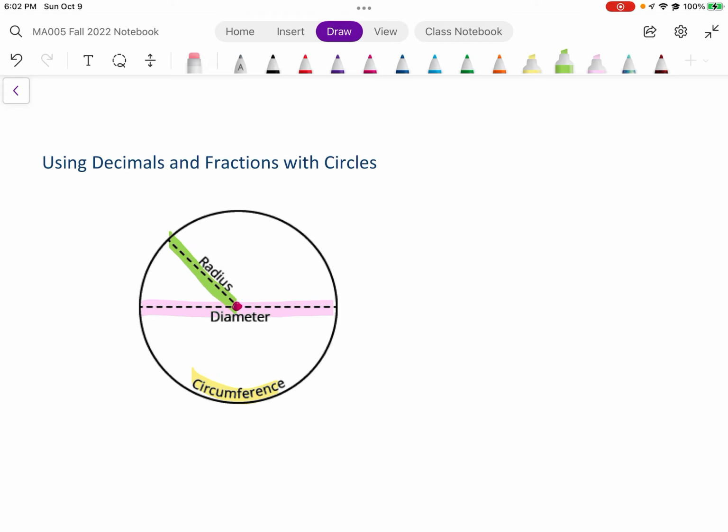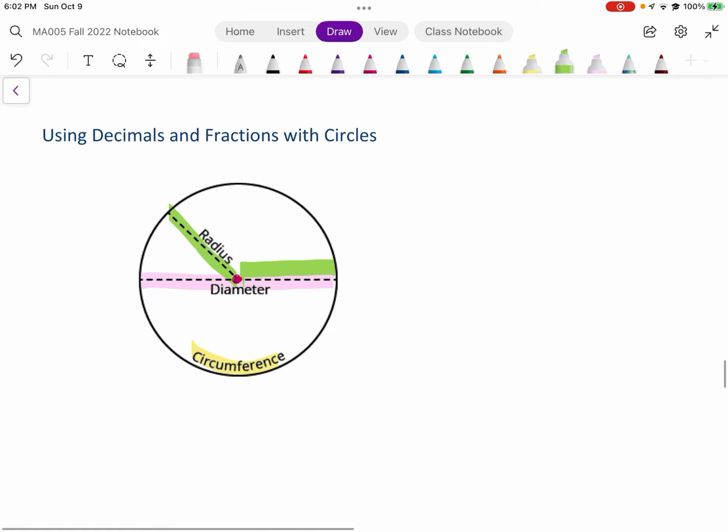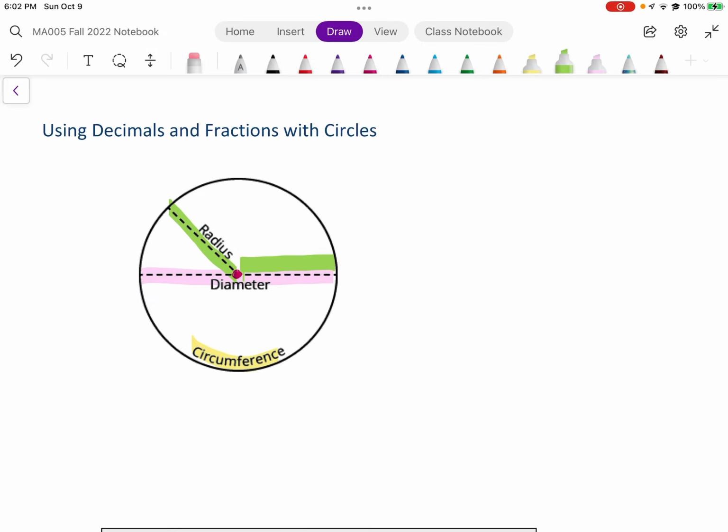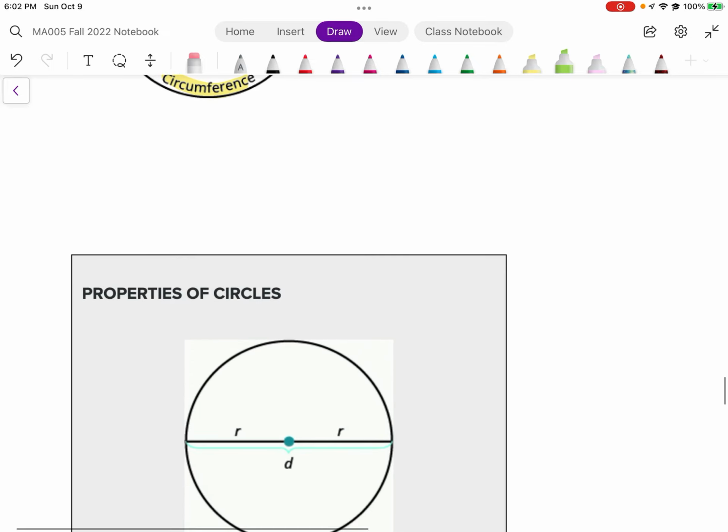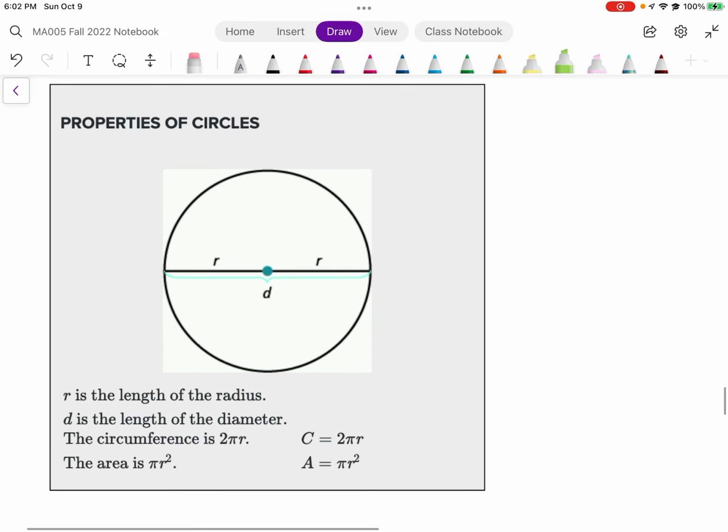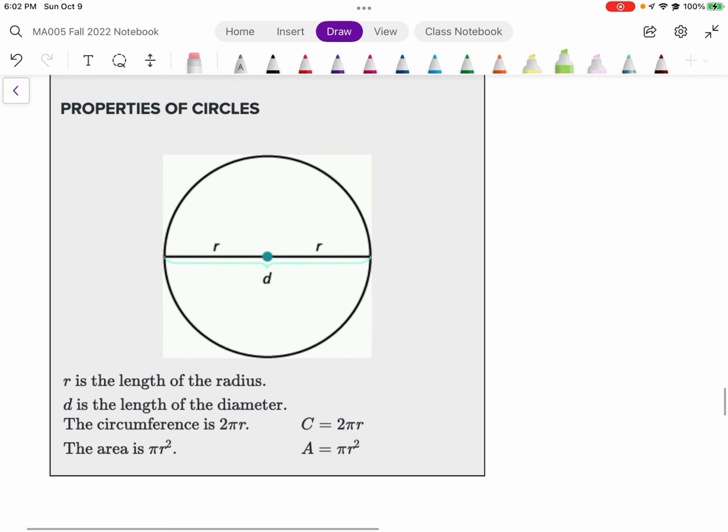So in other words, the diameter is twice as big because the radius is only that much, right? Only that much. I'll put it right above it. It's like right there. Okay, so keep all that in mind. R is radius, D is diameter, and C is circumference, and A is area. So here's another summary of all of that. R is the length of the radius, D is the length of the diameter. Then here are our two formulas. The circumference is 2 pi r, and the area is pi r squared.